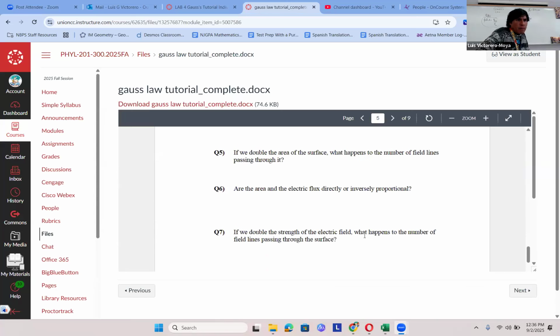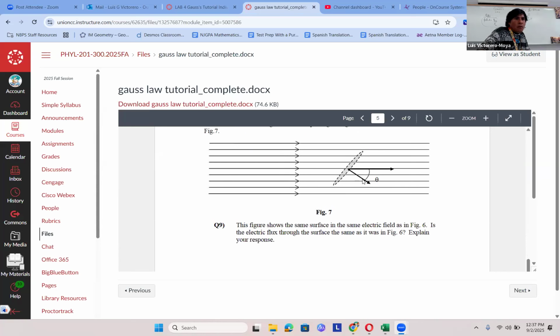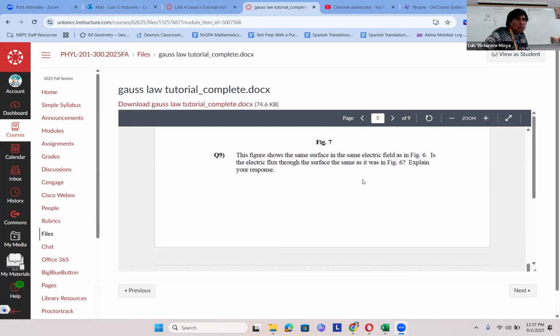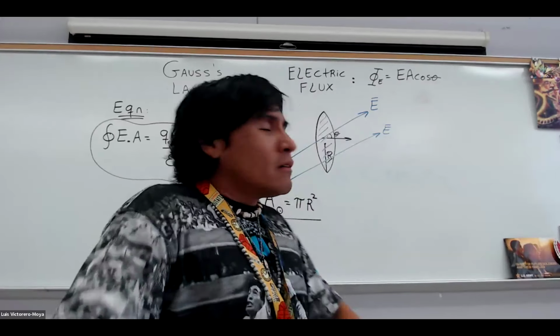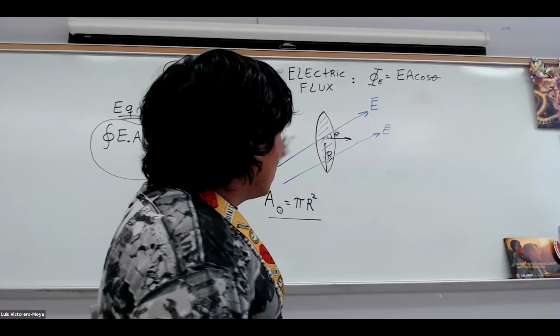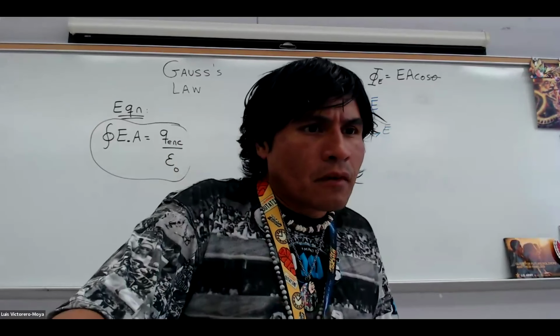And then you want to explain about area and electric flux directly. That's pretty easy. Look at the equation there. More area, more flux. This is what I drew on the board. Two vectors have been drawn, labeled. That's pretty simple, right? Which is the area vector? Just look at the whiteboard, electric field and area vector. The area vector is always perpendicular to the surface.